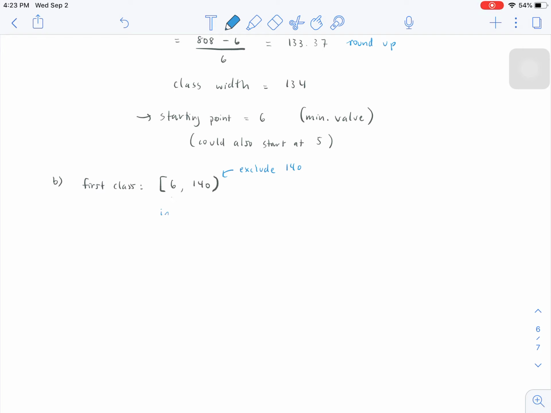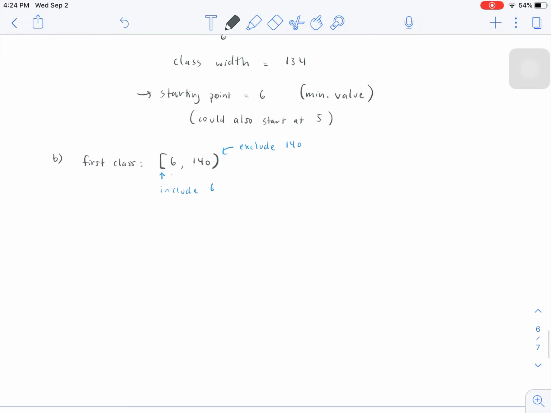So the parentheses here means this interval does not include 140, but the square bracket means that this interval includes 6. What exactly do I mean by that? Well, I mean that 140 is not in this interval. This interval includes everything from 6 to 139.99999. So basically everything from 6 up to, but not including 140.